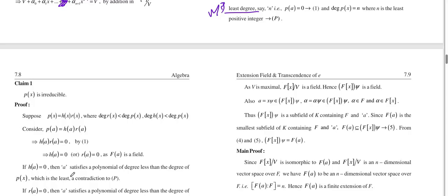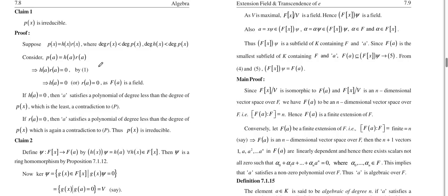Now if h of a is 0, then a satisfies a polynomial of degree less than the degree of p of x. You have assumed p of x to be the minimal polynomial, but you have now got another polynomial, whose degree is less than the minimal polynomial, satisfied by a. So that cannot be, that is not possible, and therefore our assumption that it is reducible is wrong, so it should be irreducible.